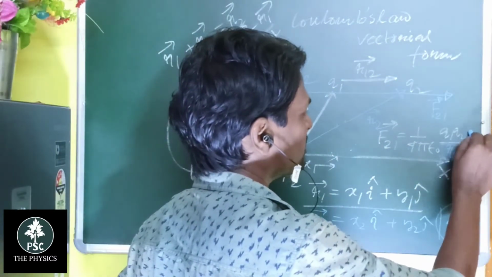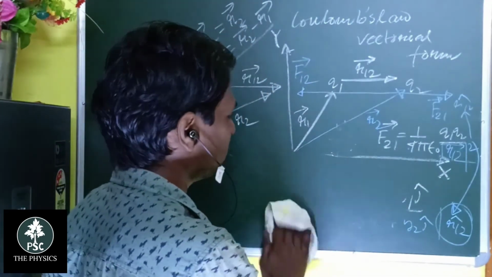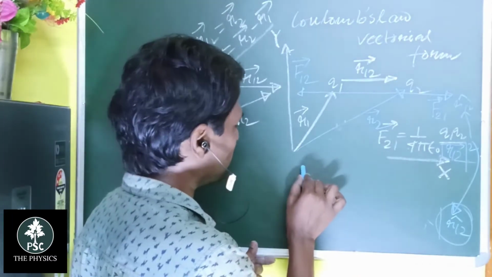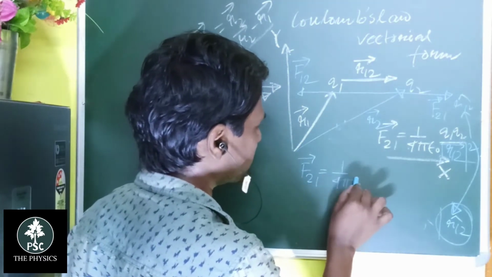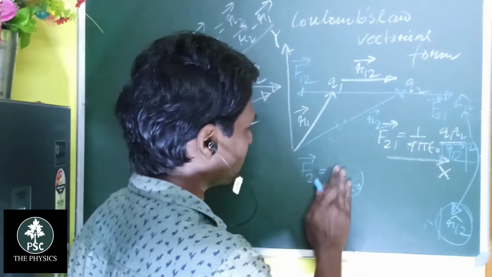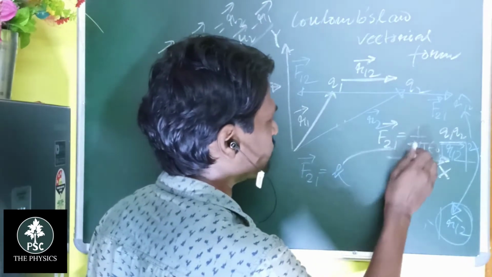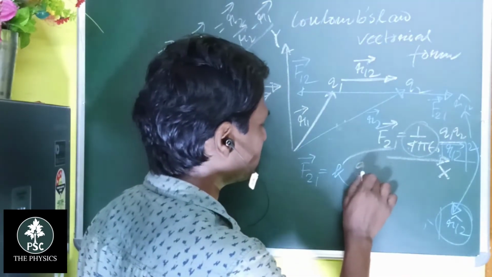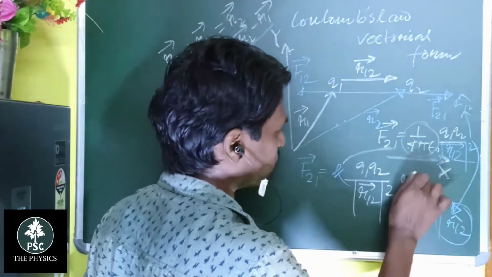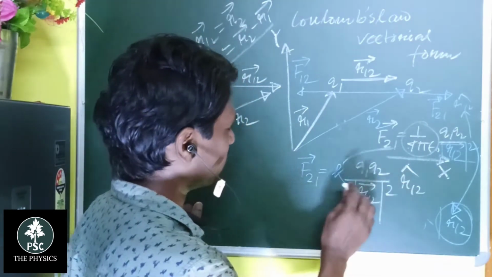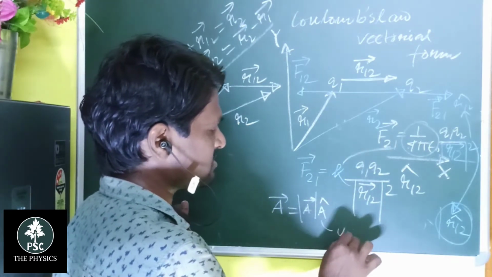So here you have to write r12 cap. The vectorial form takes a form like that: F21 vector is equal to 1 by 4 pi epsilon naught, which you write as kappa. Kappa is the proportionality constant, equal to 1 by 4 pi epsilon naught, or 9 into 10 to the power 9. So this is kappa times q1 q2 by the modulus of r12 vector squared, into r12 cap. We know that a vector has a magnitude as well as a direction, and the direction is given by a unit vector.